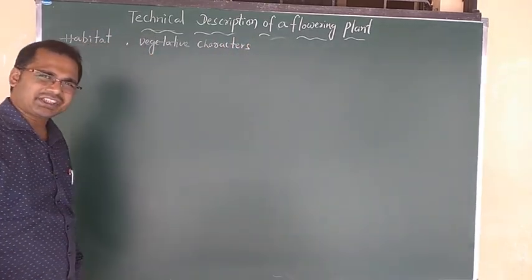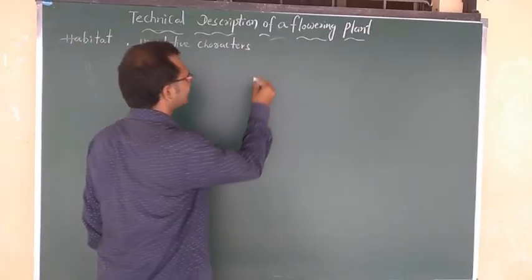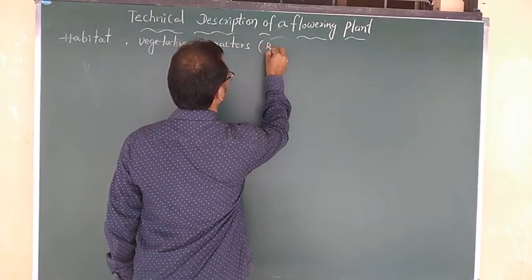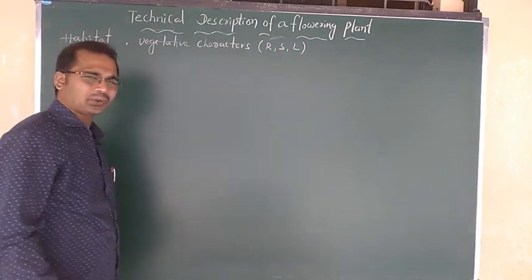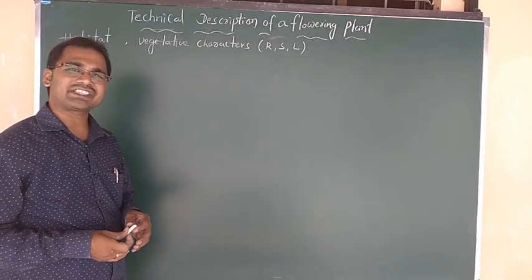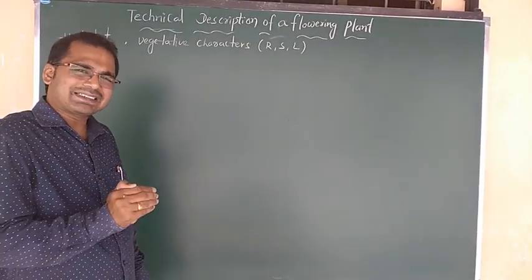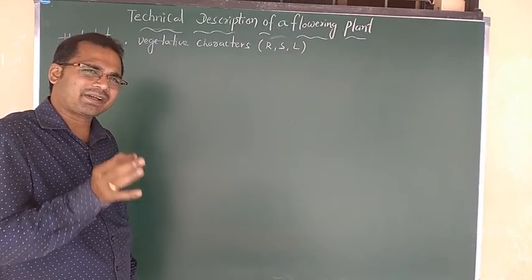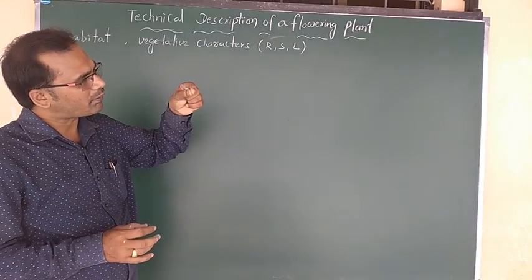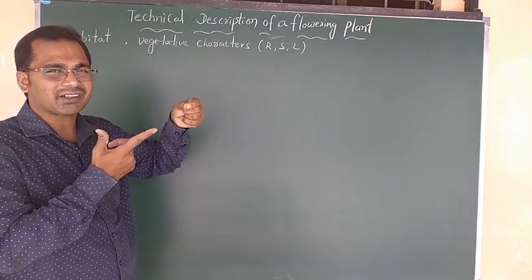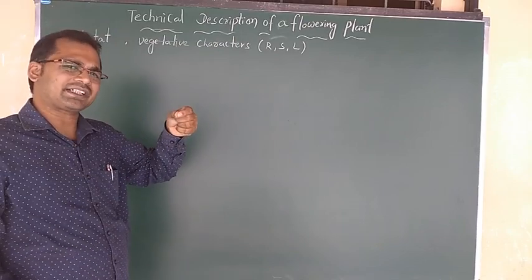So what are the vegetative characters in the plant? Root, stem, leaf are the vegetative characters. How is the root? What type of root? That is called fibrous root or taproot system. We can discuss what type of root it is. Oh, taproot, maybe it's a dicot. The root system is considered first.